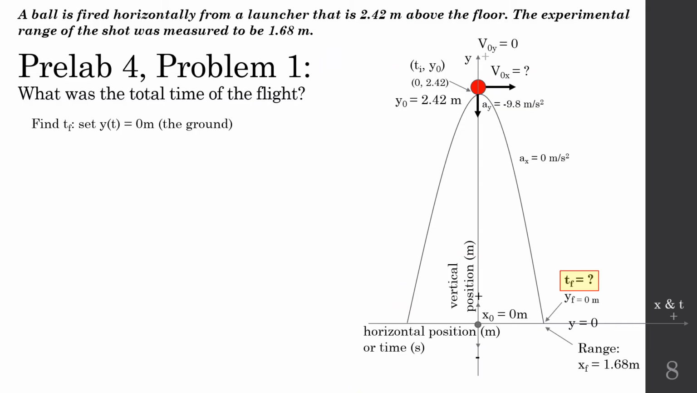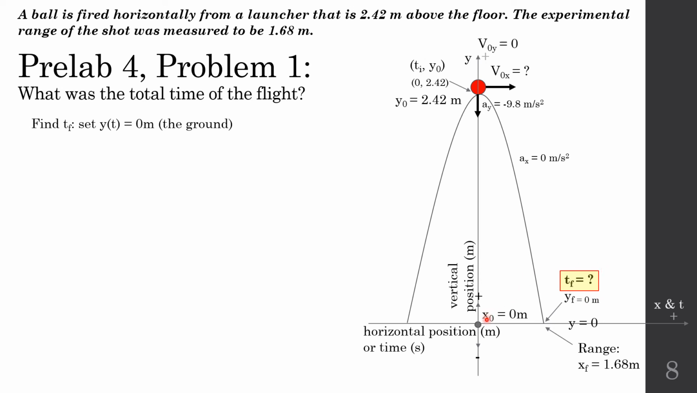All right, so pre-lab practice problem number 1. There's a prompt that pertains to the first 3 pre-lab practice problems, and that is: a ball is fired horizontally from a launcher that is 2.42 meters above the floor. The experimental range of the shot was measured to be 1.68 meters. What was the total time of the flight? So we're going to be looking for t final here, which if we come over and look at our diagram, that's this guy right here.